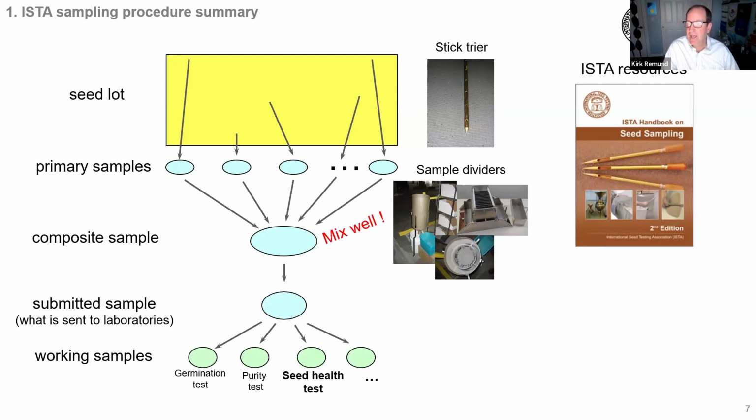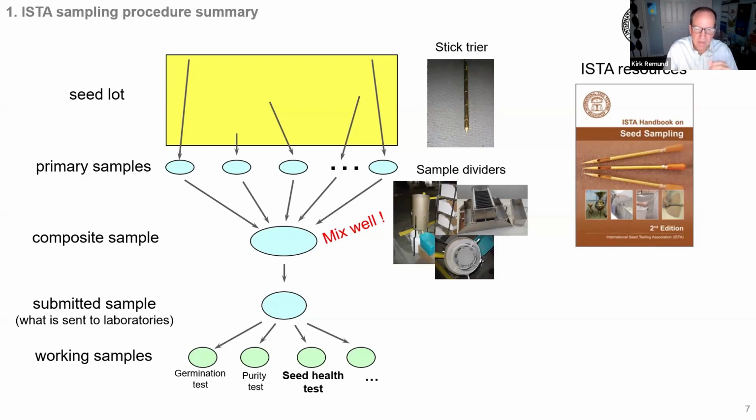There's an ISTA handbook on seed sampling that's available, with very useful, very good information there. There have been some webinars in the past. I think some of those videos are still available out on the ISTA website that talk about how to sample, and also how to divide samples.